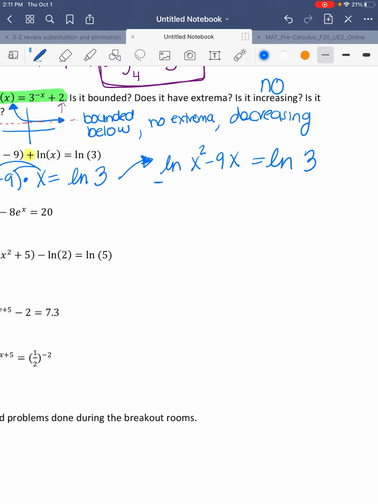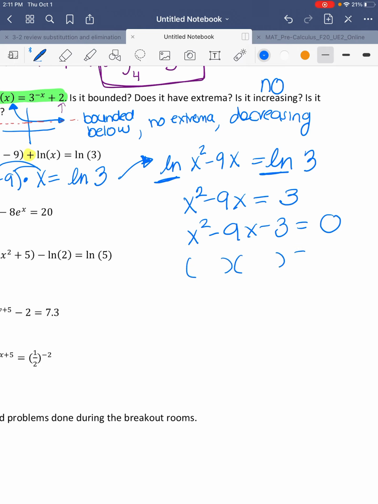And I can see that there's an ln on one side and an ln on the other side. We can cancel them out. So I can just have x squared minus 9x equals 3. No more ln's. Subtract 3. And I try to factor it, looking for numbers that give me 3 or negative 3 when I multiply, and negative 9 when you add them, but there are no numbers.